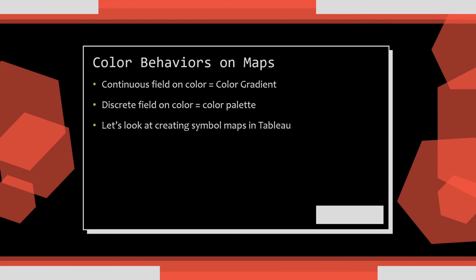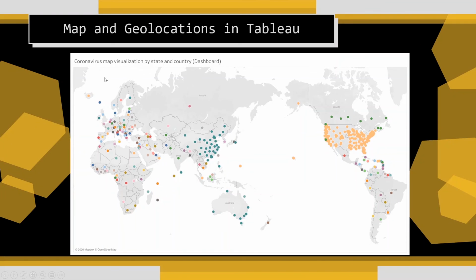And finally, just remember that continuous fields on color create a color gradient, and discrete fields create a color palette, and this is true even on maps. Let's go to Tableau and see how to build a symbol map in Tableau.